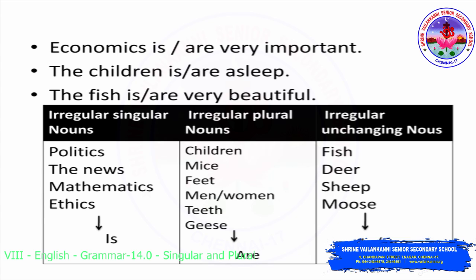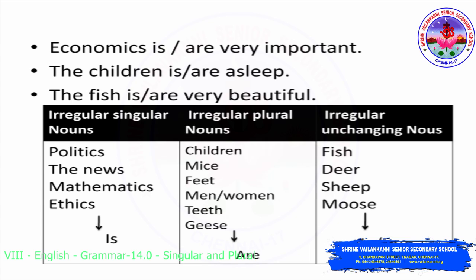Next. The children is or are asleep. Which one is correct? Should it be the children are asleep or the children is asleep? So the answer is the children are asleep.